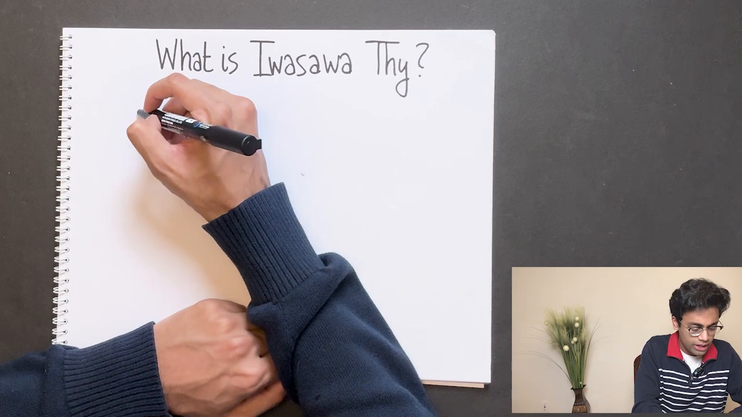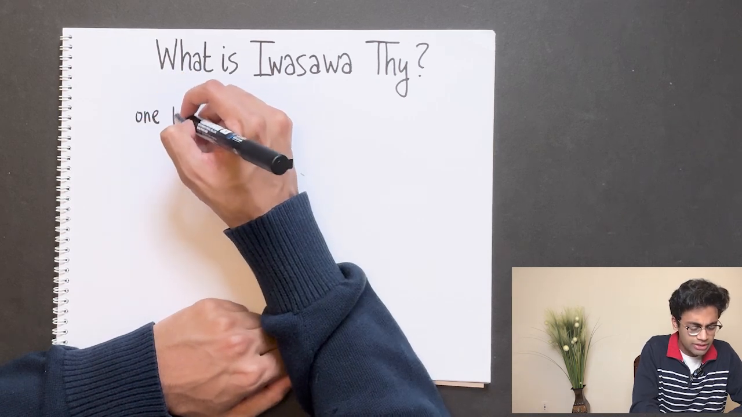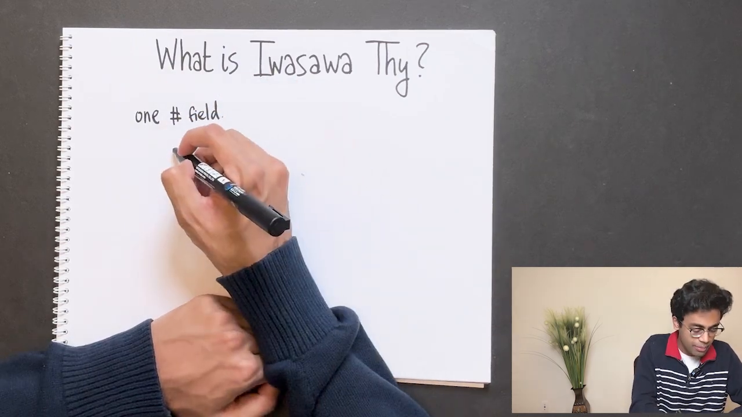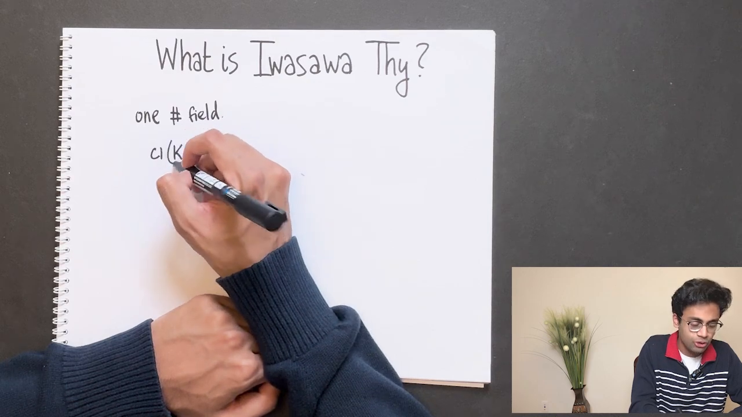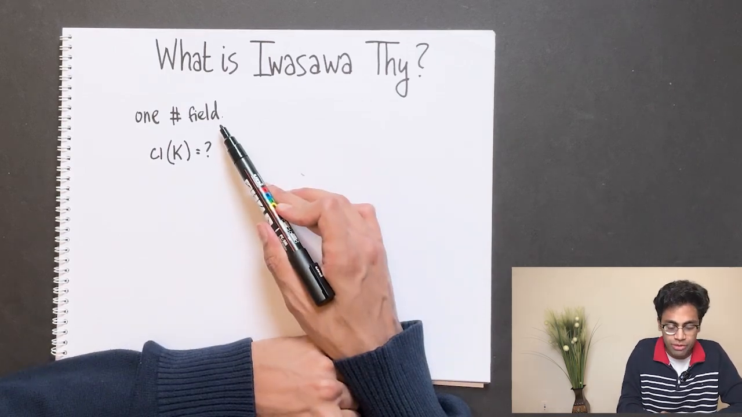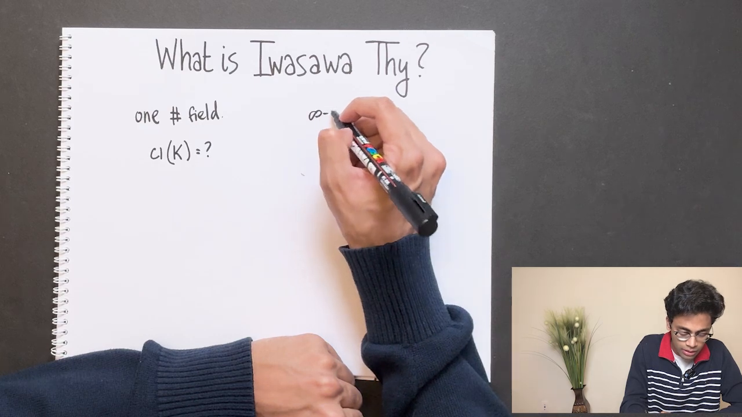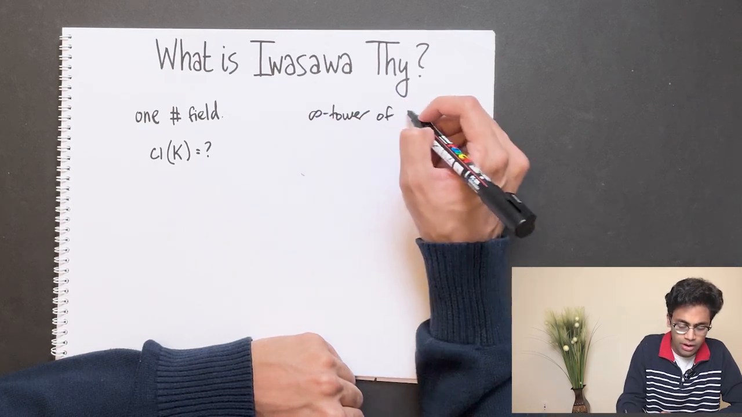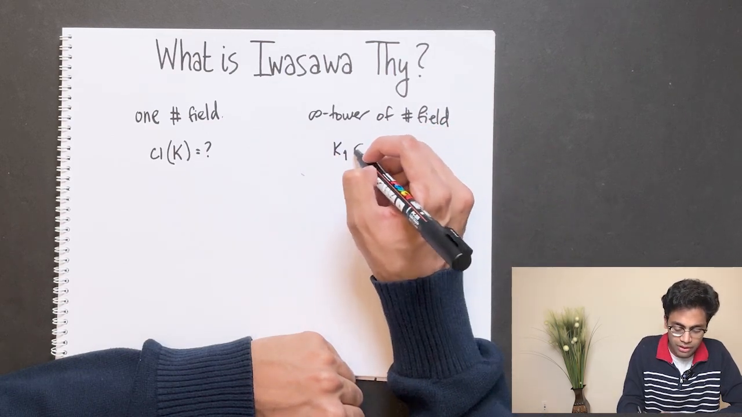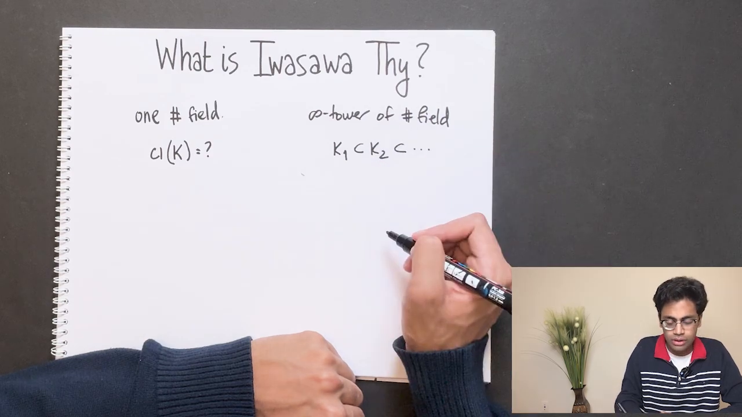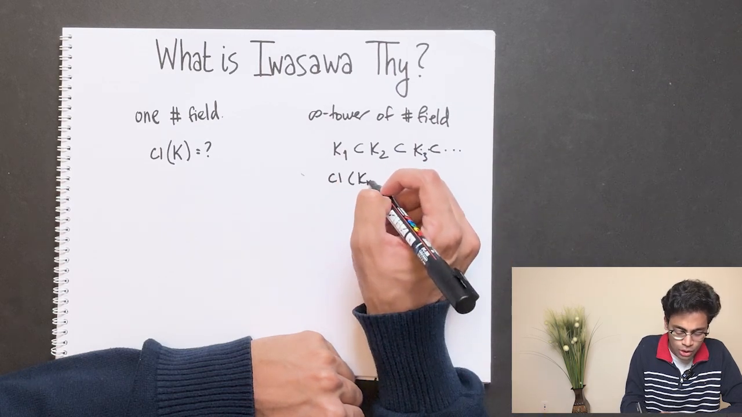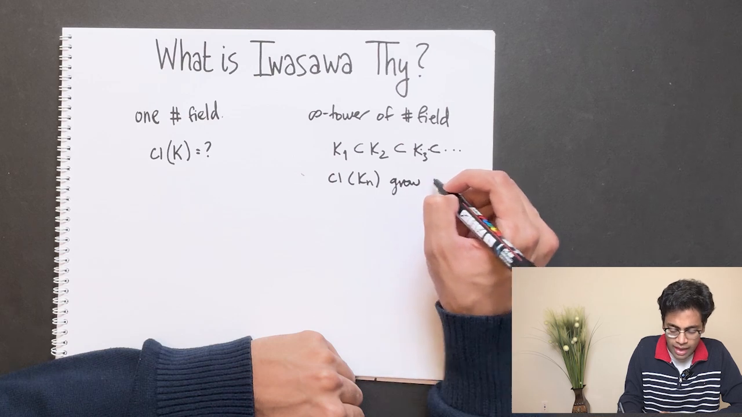Generally in number theory, we study arithmetic objects that are defined over a single number field. For example, if you have a number field k, you might ask, what is the class group of k? On the other hand, in Iwasawa theory, we don't look at one number field, we look at an infinite tower of number fields. So we might ask, if you have a tower of number fields k1, k2, k3, on and on, how does the class group of kn grow as n goes to infinity?